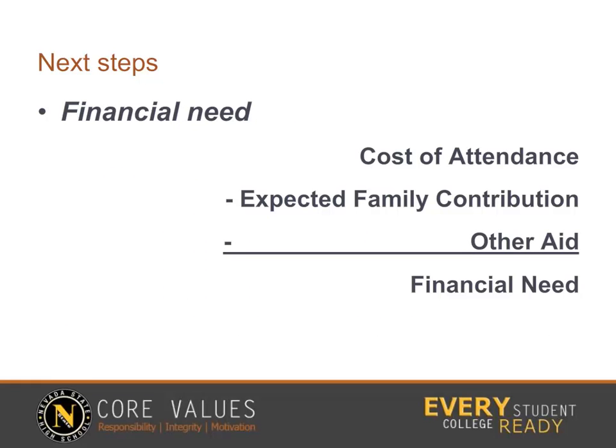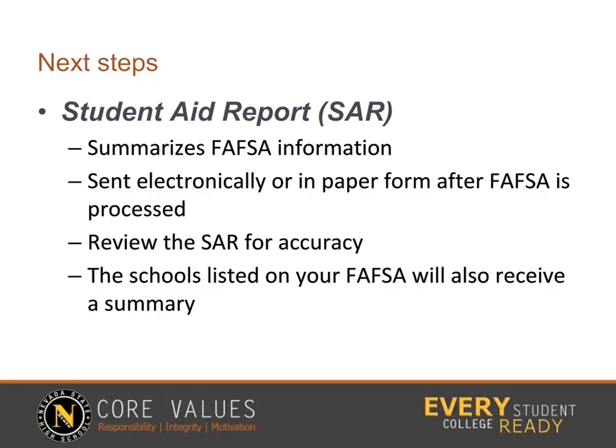The financial need formula is as follows: cost of attendance minus the expected family contribution minus other aid equals your financial need. Click to the next slide when you are ready. A Student Aid Report, or SAR, is a summary of the information you provided on the FAFSA. This information will be sent to you via email if you filed online. A paper SAR will be mailed to you if you chose to do the paper form. Review the SAR for any errors. Click to the next slide when you are ready.